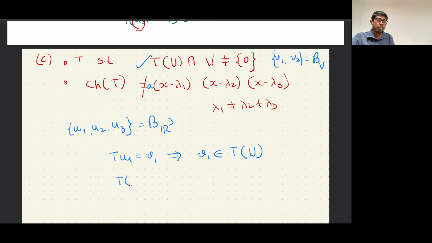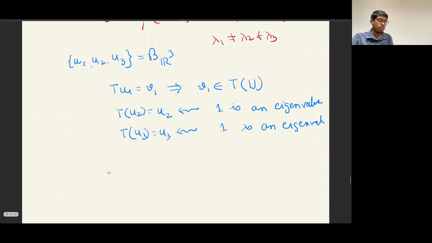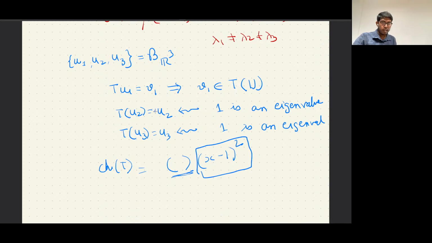What I will do, I will just take T of U2 equals U2. So what is the eigenvalue here? This implies 1 is an eigenvalue, and T of U3 equals U3. This implies 1 is an eigenvalue. So if I write the characteristic polynomial of T, it will be something times (x minus 1) squared. This something will be determined by the third eigenvalue. But this will be there because 1 is an eigenvalue twice, and U2 and U3 were linearly independent.